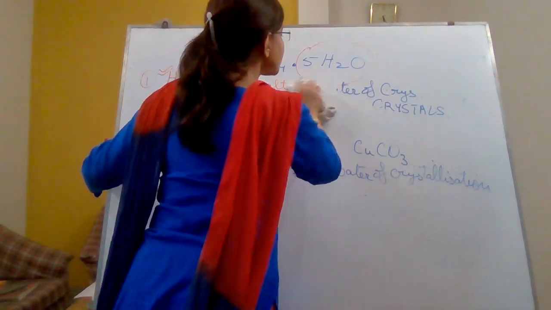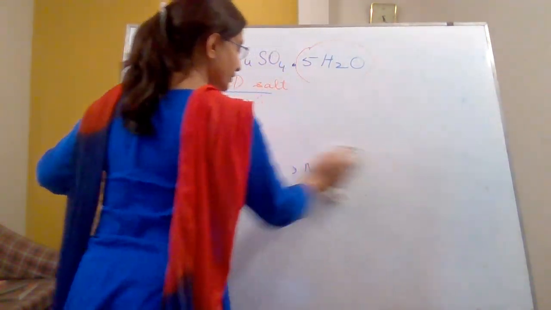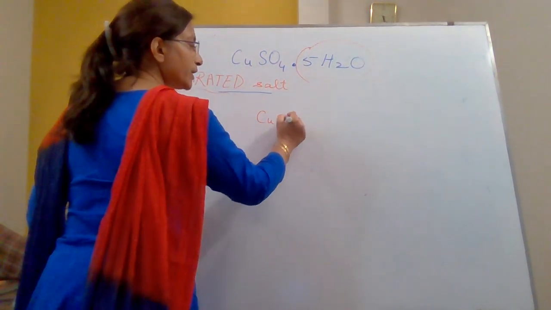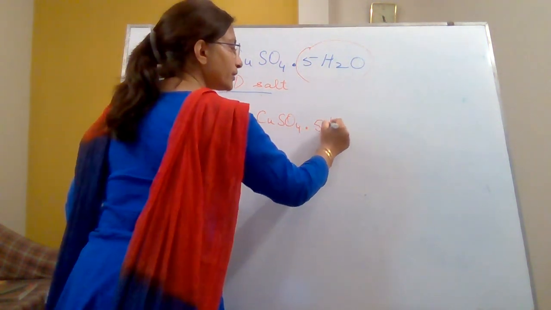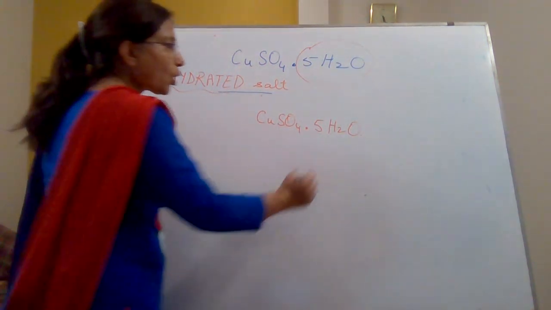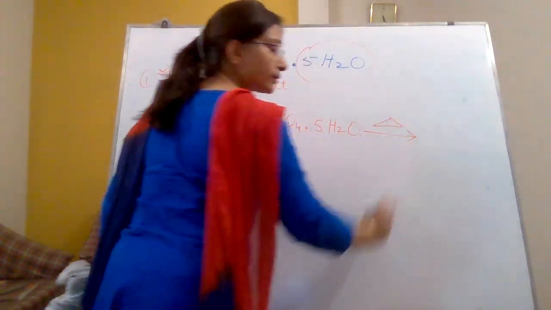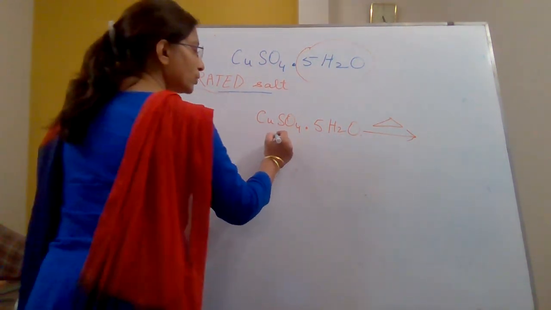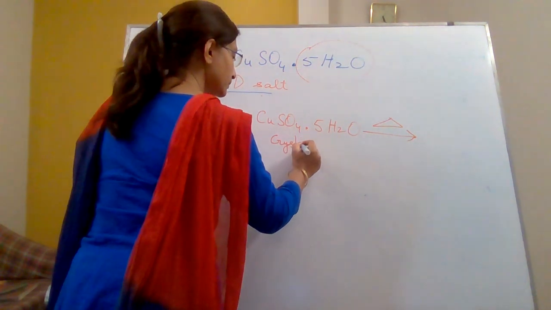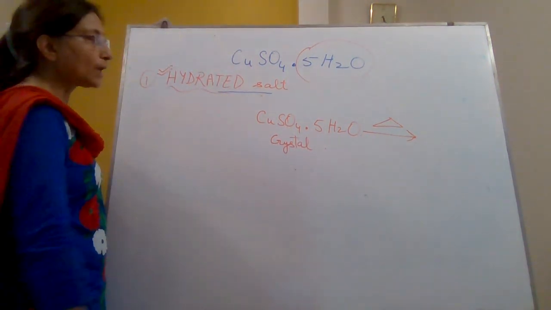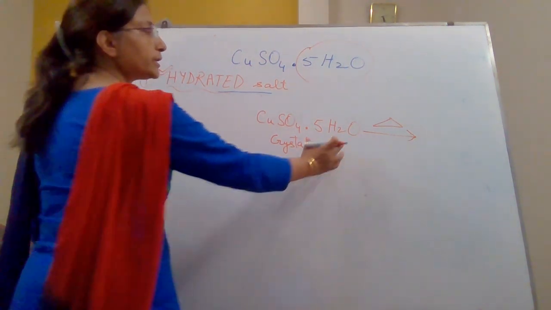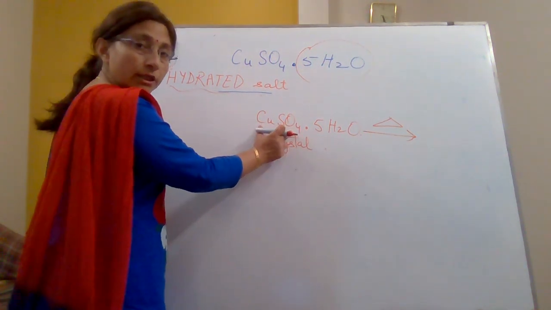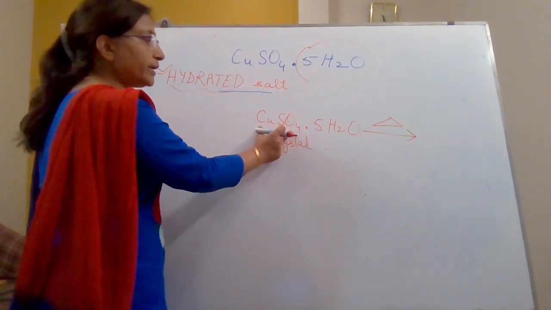How can we do it? This we will be doing in the lab this year. Suppose we heat CuSO4.5H2O. On heating this CuSO4.5H2O, which is in the form of a crystal. When it is heated, what will happen? This water of crystallization will be removed and only anhydrous CuSO4 will be left behind.